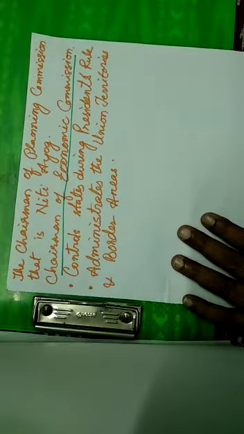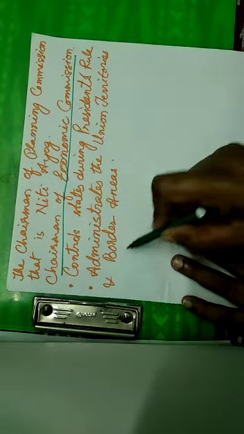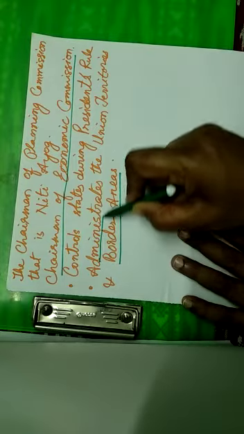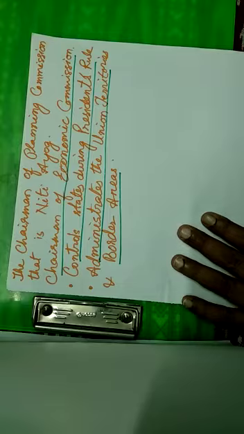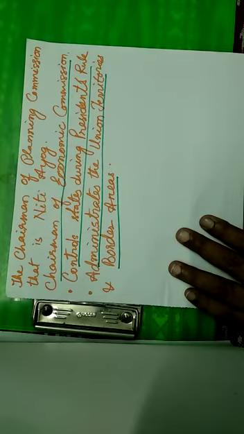The president controls the states during the president's rule. The president administers the union territories and the border areas. These were a few powers exercised by the president, but every one of these powers exercised by the president is in reality controlled by the Prime Minister and the Council.